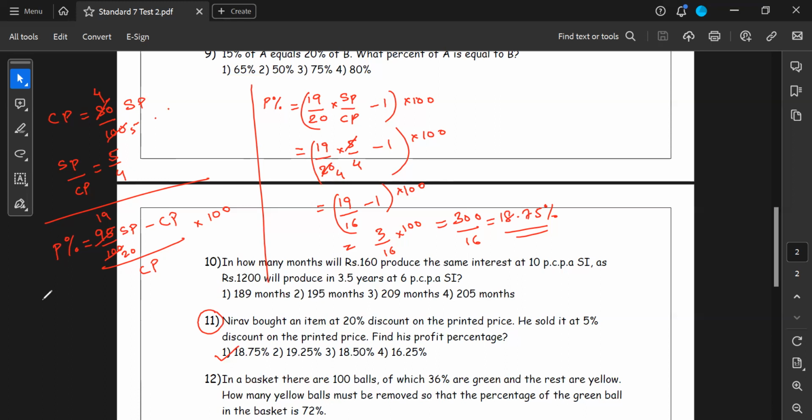Selling at 20% profit is different and getting the item at 20% discount is different. Both are different actually. Okay? Okay, sir. Thank you.